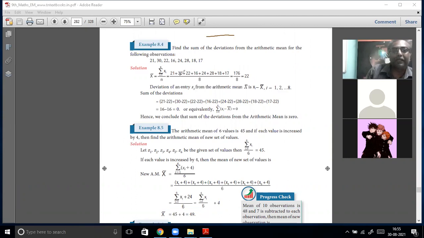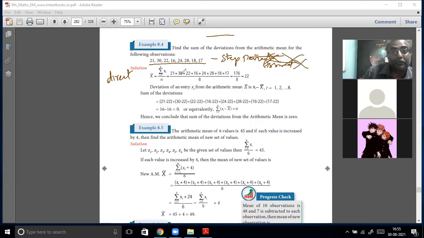First find the arithmetic mean, use the direct method. If they are giving data like this, don't use the step deviation method or the assumed mean method. Nothing you can use, just go for the direct method. So 21 plus 30 plus all of this, you get 176. Number of items: 1, 2, 3, 4, 5, 6, 7, 8. Divided by 8, 176 by 8, getting the whole number 22. X bar equal to 22.